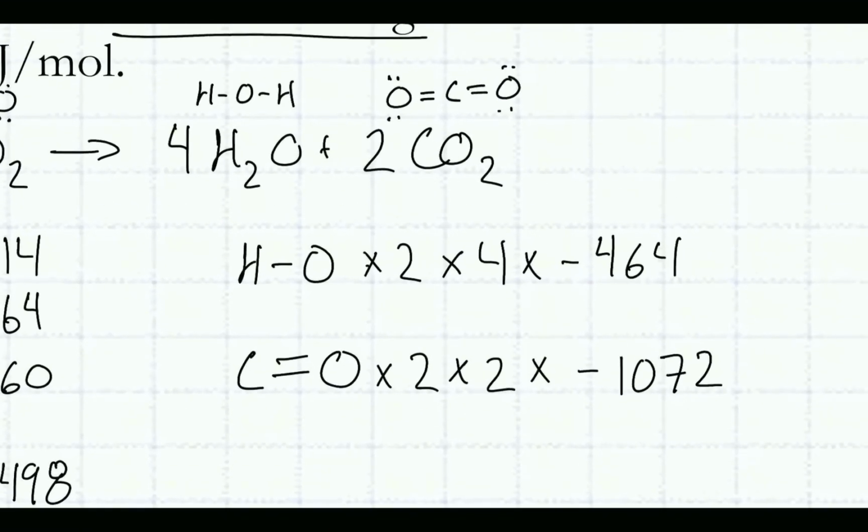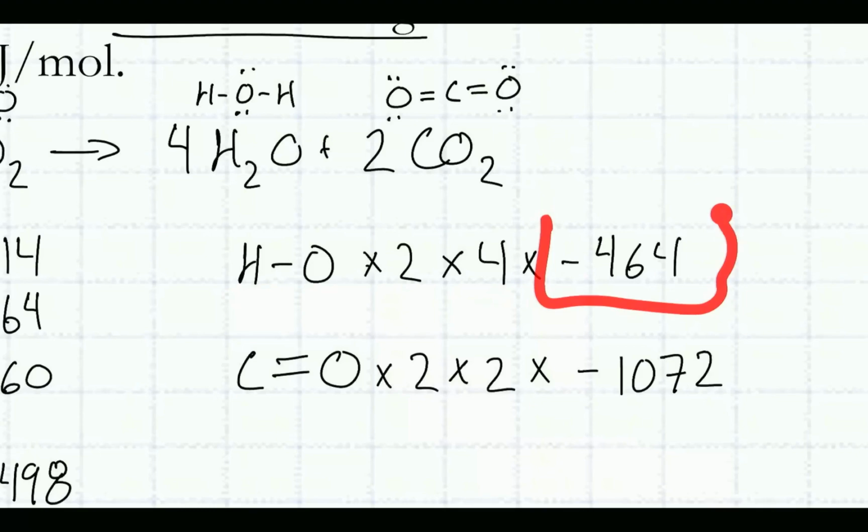On the other side, it's way simpler. We've got hydrogen-oxygen bonds. Again, you need a Lewis structure for water. Or maybe you don't, because hydrogen only ever forms one bond. But then in my water molecule, this one water molecule has 2 hydrogen bonds. So hydrogen-oxygen bond times 2. Then I've got 4 waters, so I multiply by 4.